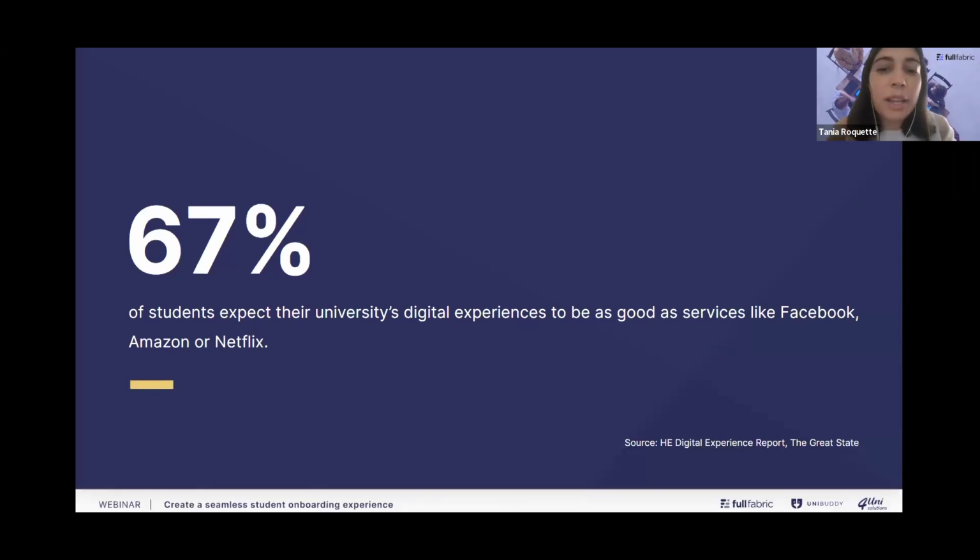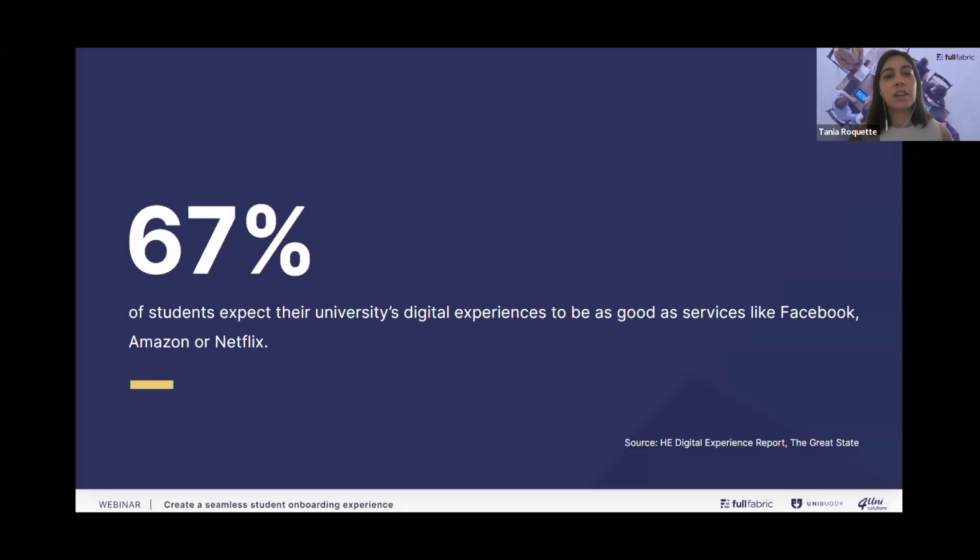Okay, so why is it important? And I'm glad to see the majority of you do offer some sort of digital onboarding hub or portal. And I think there's no doubt that digital experience is nowadays extremely important to students and directly impacts the perception of what's currently available to them and what their expectation of the future experience is. And these are some interesting insights from the Higher Education Digital Experience Report published by the Great State. It shows 67% of students expect their university's digital experience to be as good as Facebook, Amazon, or Netflix.